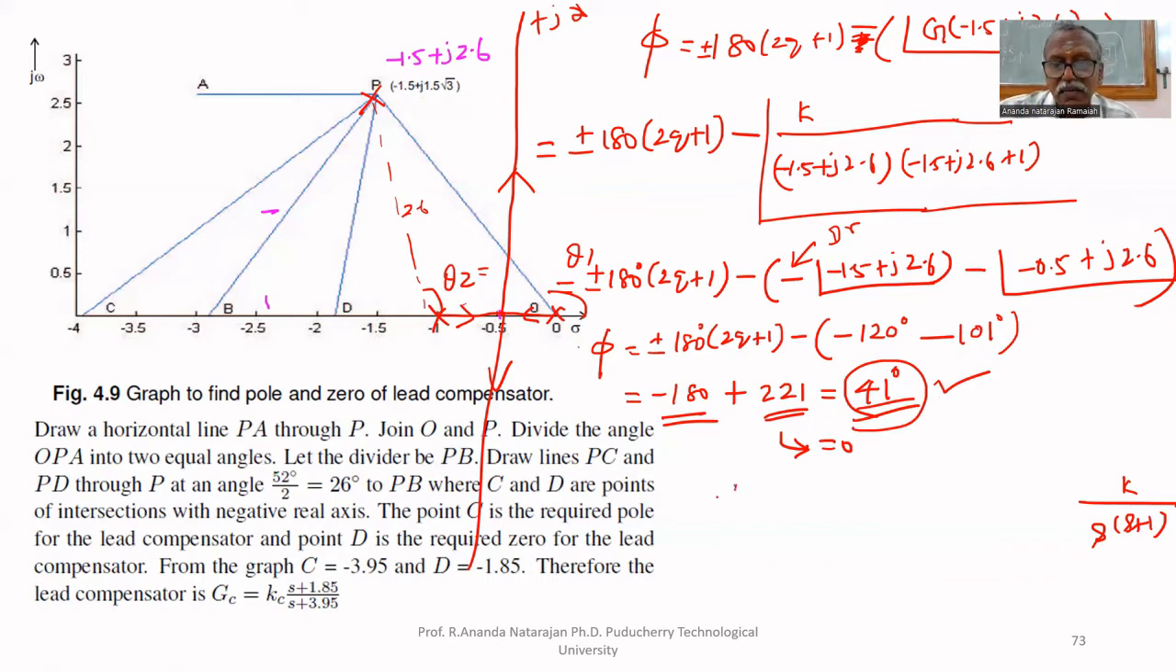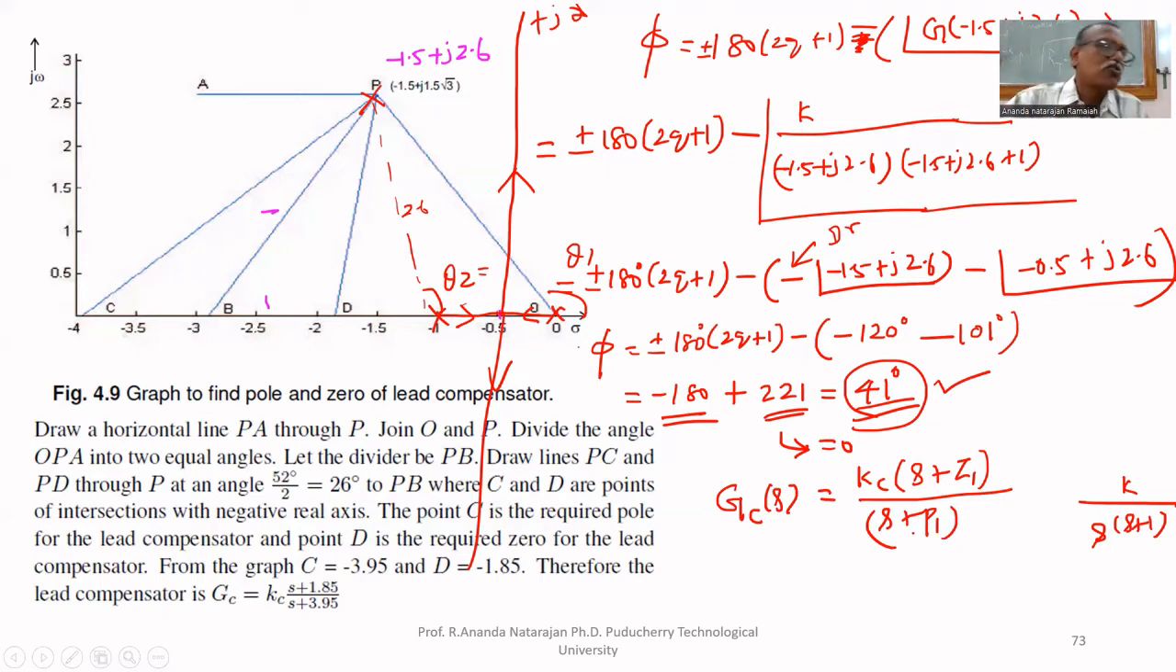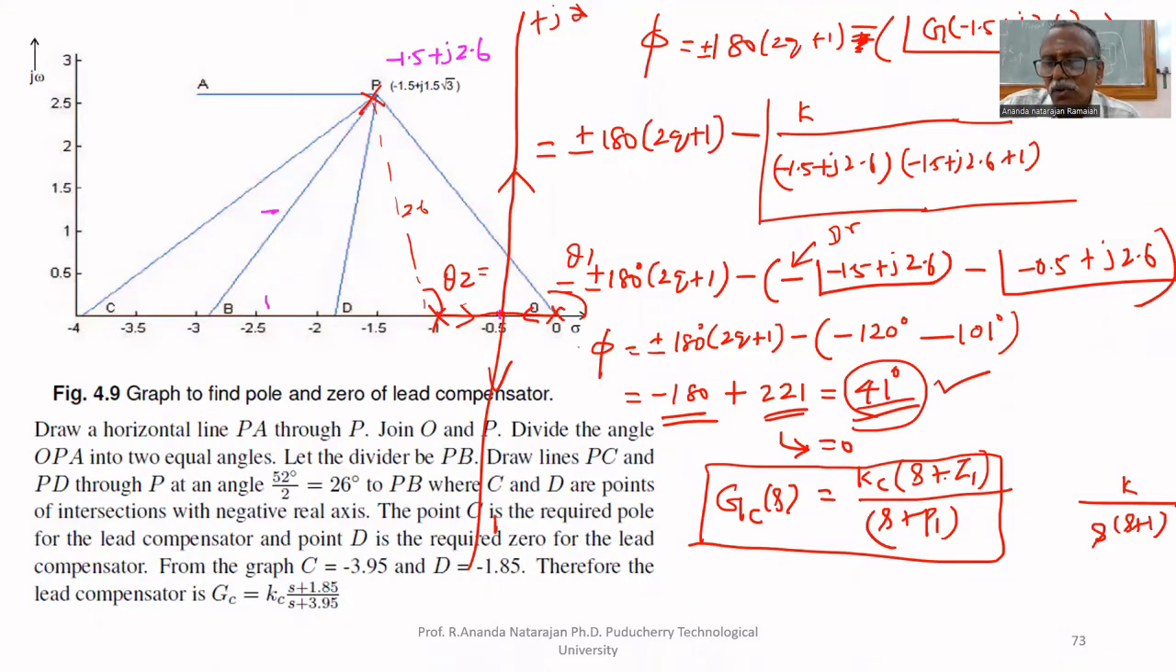That subsystem, the compensatory system in series with the original system, is Kc multiplied by (S plus Z1) divided by (S plus P1). Now we have to find that Z1 and P1. If you cascade this compensatory system with the original system, the root locus will pass through P. Now we have to find Z1 and P1.